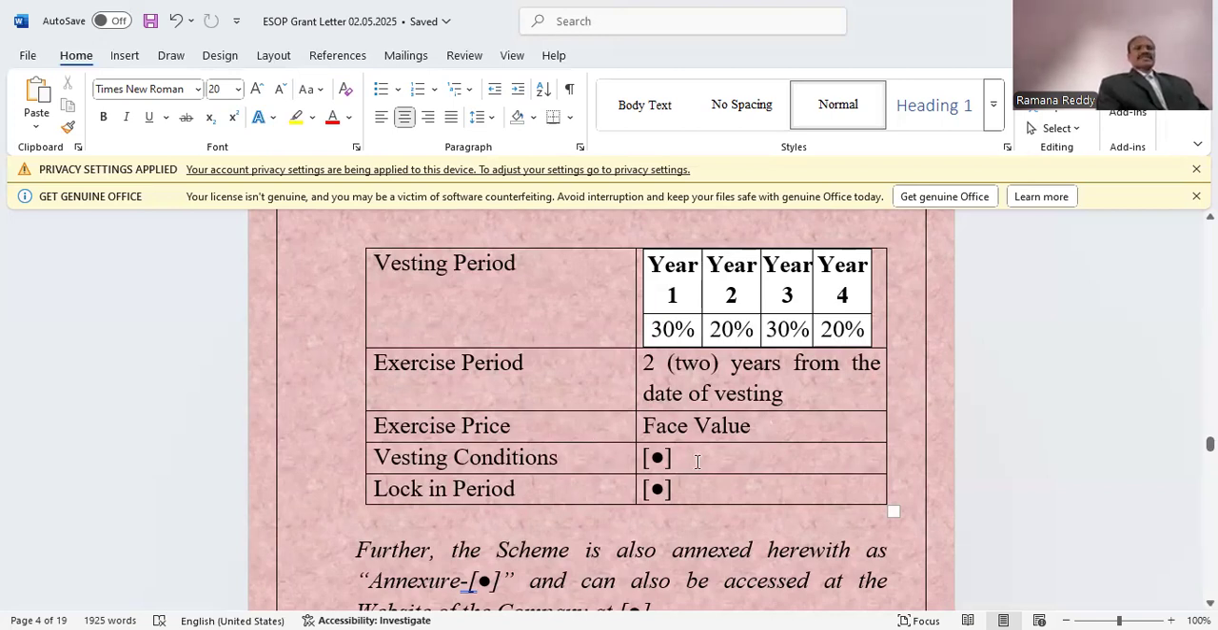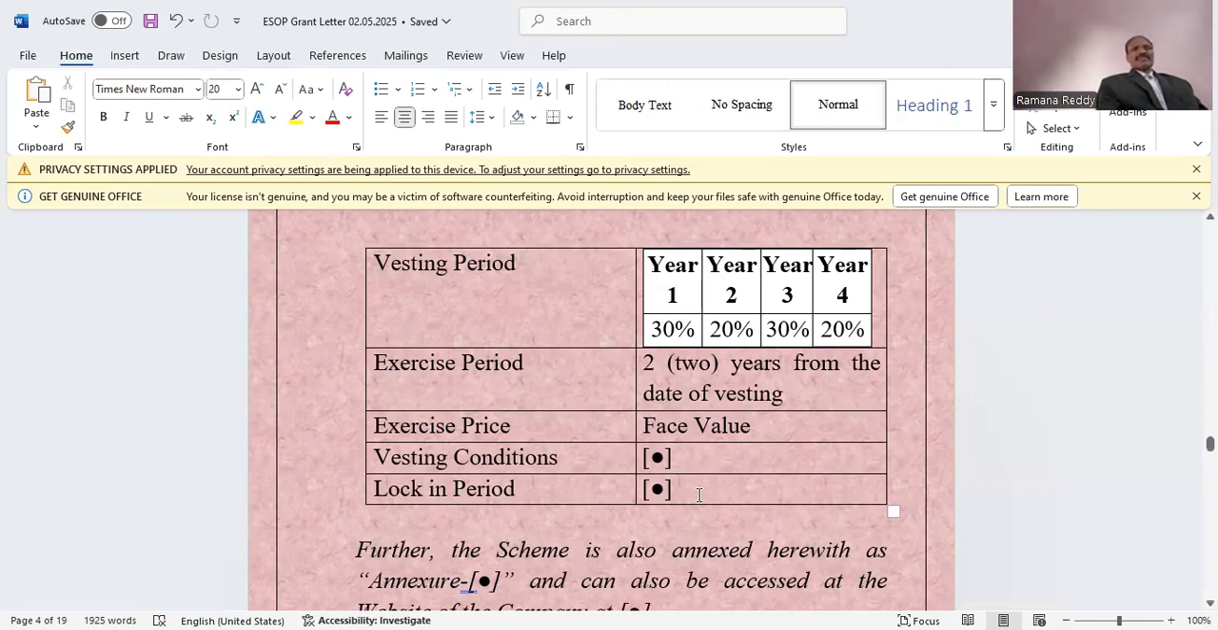So vesting conditions, if there are any further vesting conditions you can give. If there are no specific vesting conditions, you can leave it blank. Otherwise, you can link with performance. First year vesting this much of performance, second year vesting this much of performance, third year vesting this much of performance. So it depends. NRC will decide.